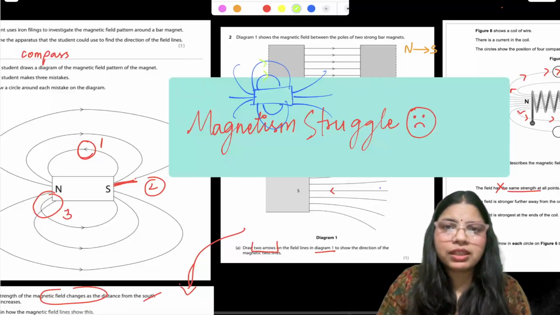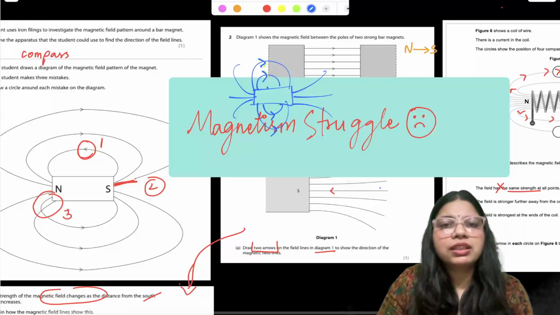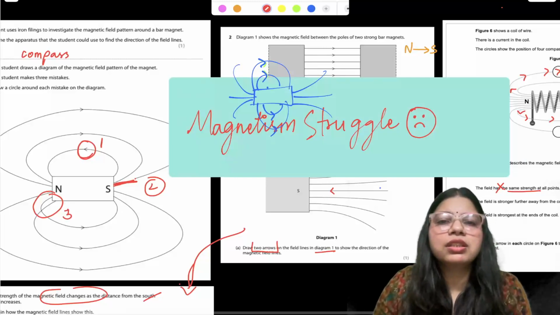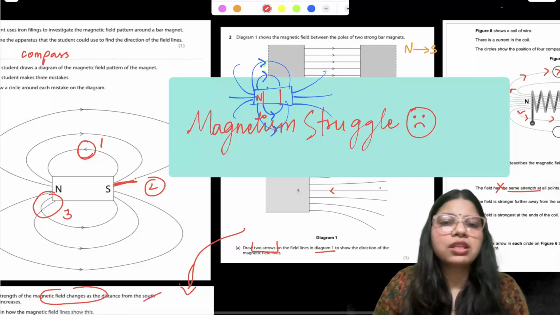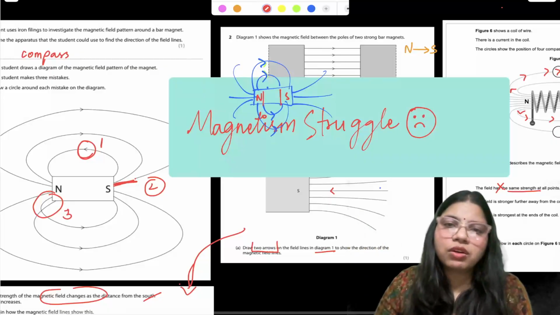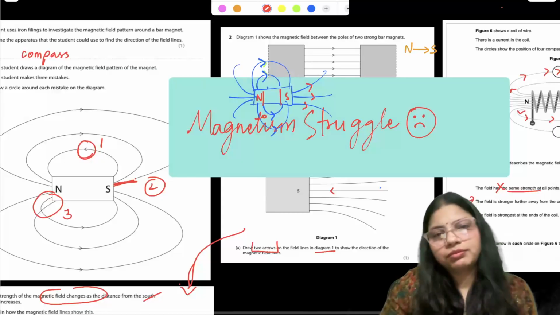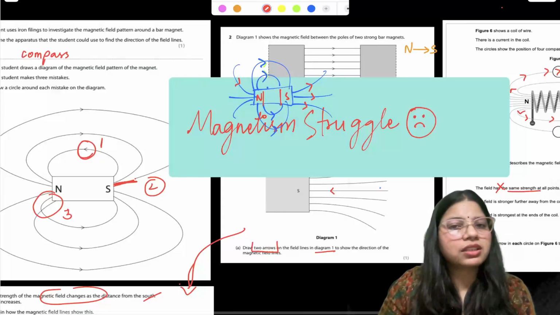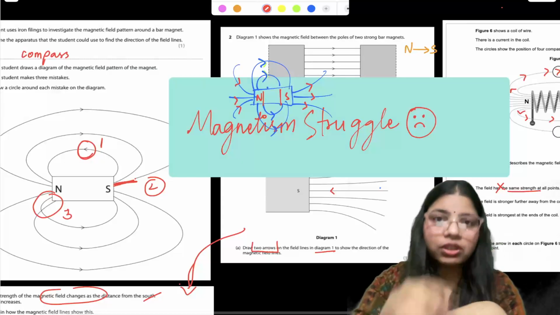Here they are labeling it, right? What do they do? They just flip the sides, for example north and south, and they flip the direction towards the poles. So they make it go like that, or they make it go like this. So here you need to be very careful.